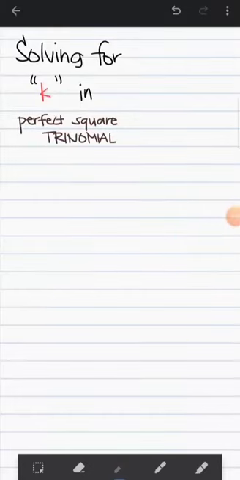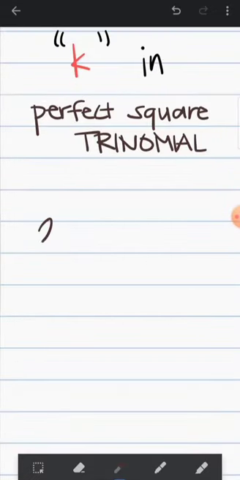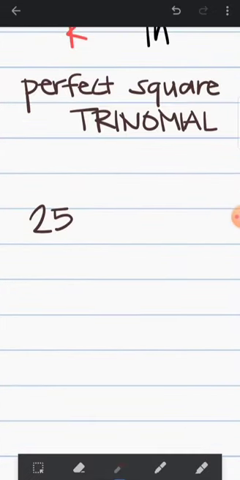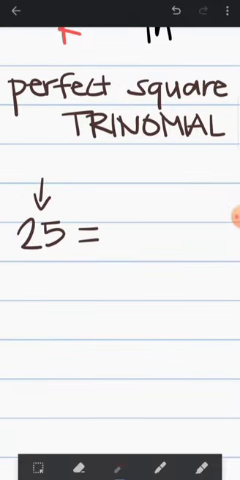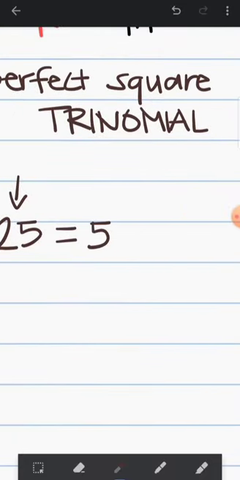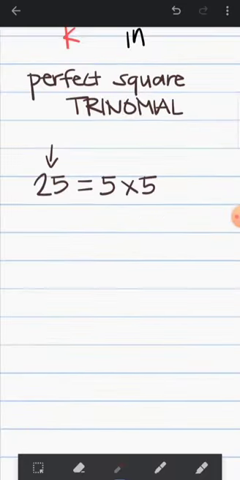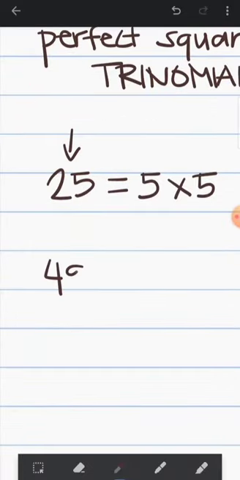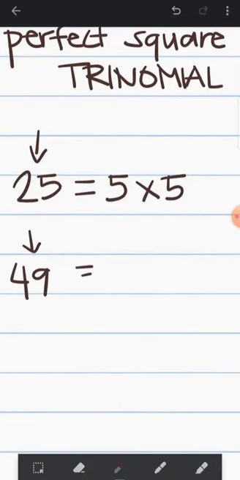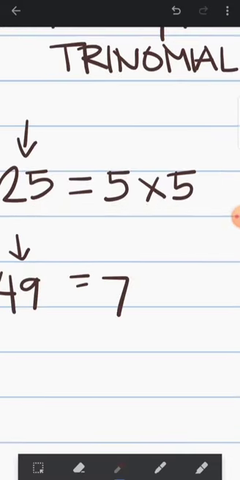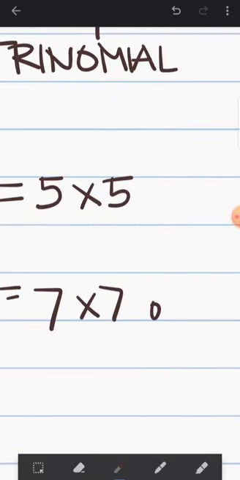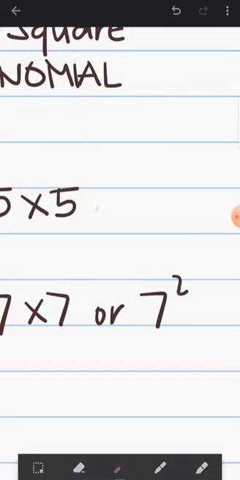First things first, let's be clear on what a perfect square is. Let's say we have 25. 25 is considered a perfect square because its factors are 5 and 5. Also, 49 is considered a perfect square because its factors are 7 and 7, or 7 squared. Here, 5 squared.